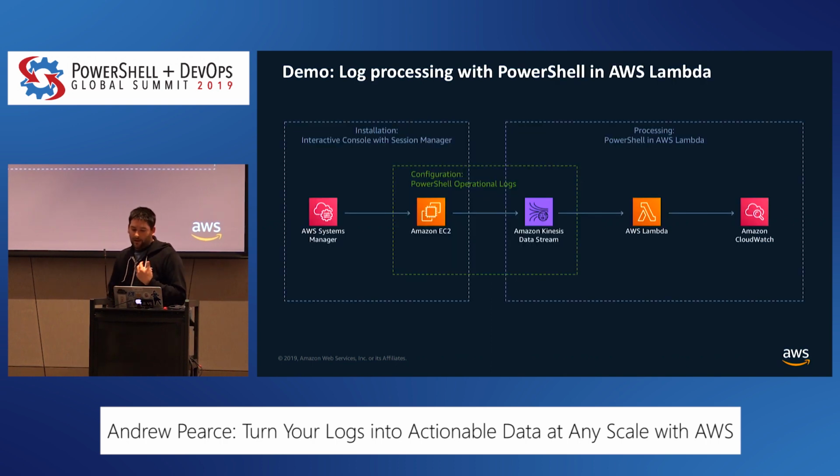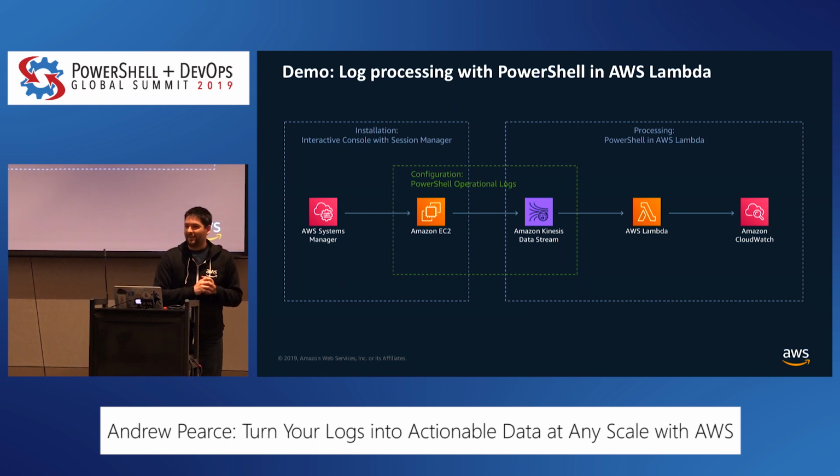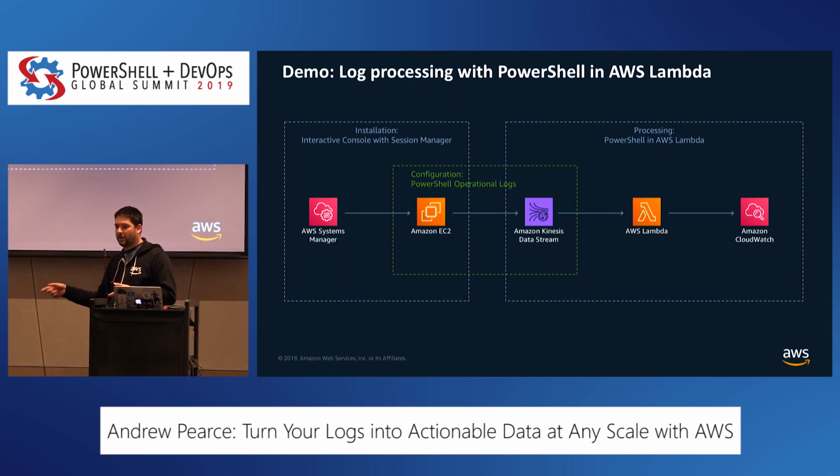Right, log processing. Now, I love PowerShell and Lambda. I'm a little bit biased. But we can use this to do real-time processing of our logs. So we're going to demonstrate this. I'm going to update my configuration to point my PowerShell script block logs to a different location, to a data stream. And I have a Lambda hooked up to my data stream.